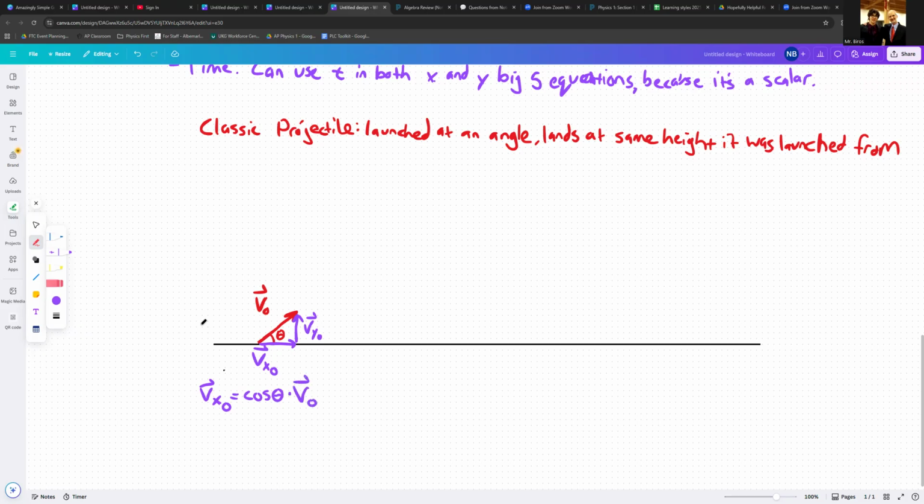If a problem tells you that an object is launched at 10 meters per second at an angle of 30 degrees, you would take cosine 30 times 10 meters per second and find the component of that velocity that is directly to the right. How much velocity does it have to the right initially? And then Vy initial, similarly, is opposite to the angle theta, so we would use sine of theta times V initial. That should get us our two components, Vx initial and Vy initial.